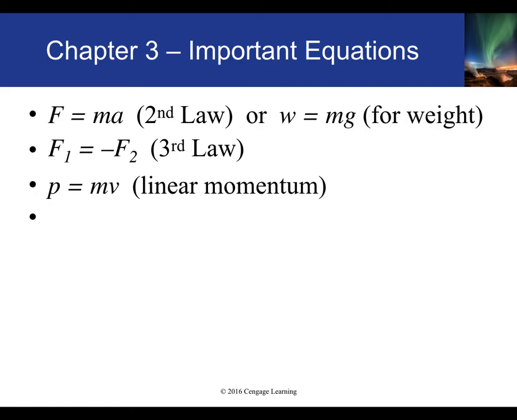All right, so what we have learned in this chapter, formula-wise, we have the equation from the second law, force equals mass times acceleration, or if we're dealing with weight, it would be weight equals mass times gravity. Again, weight is a force, so these formulas are practically the same. We just put different words in place. Newton's third law shows that the force of one object has an equal and opposite force on a second object. And then linear momentum, just momentum of an object in a straight line, is momentum equals mass times velocity.